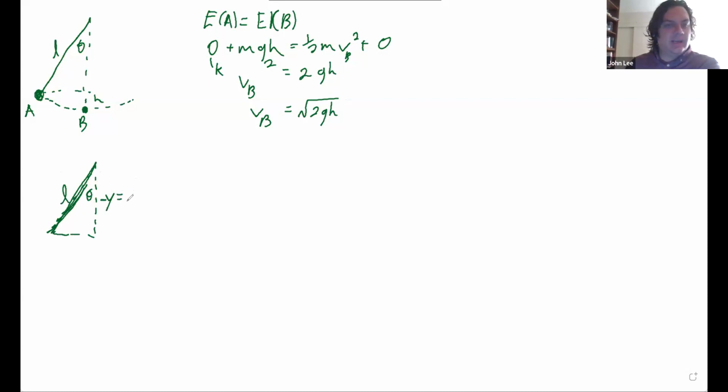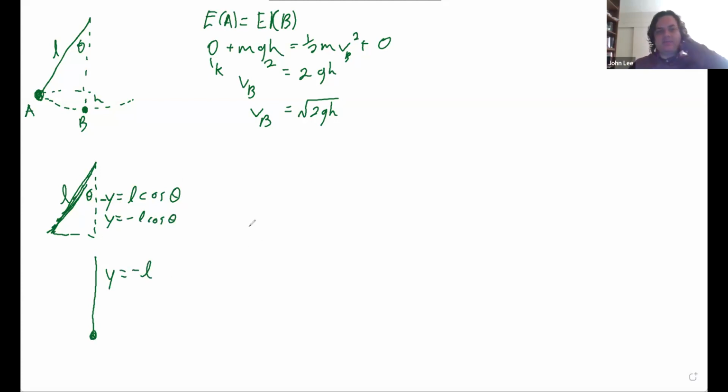negative y equals L cosine theta, right? Because it's going to be the adjacent over the hypotenuse, which is cosine. So y is equal to negative L cosine theta. So as we go from theta equals 30 degrees, or whatever value we have for theta, to theta equals 0, then y just goes to negative L.